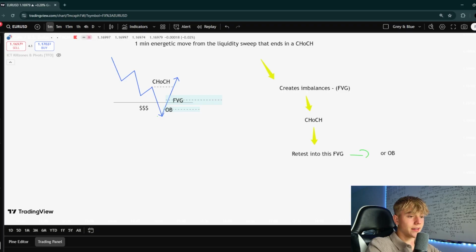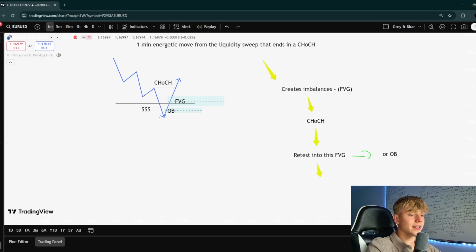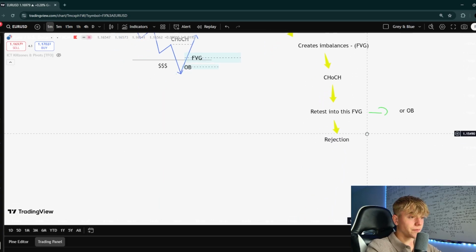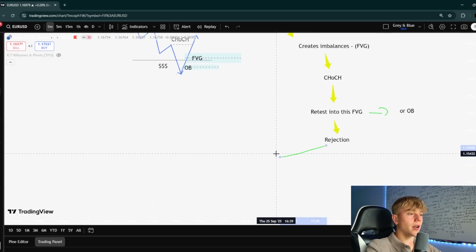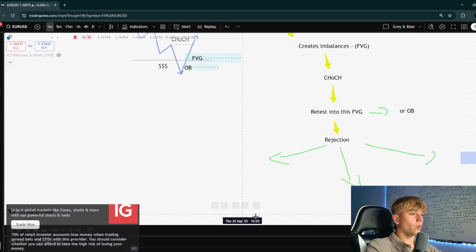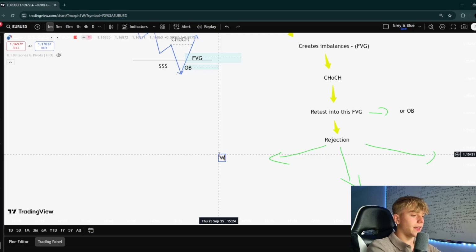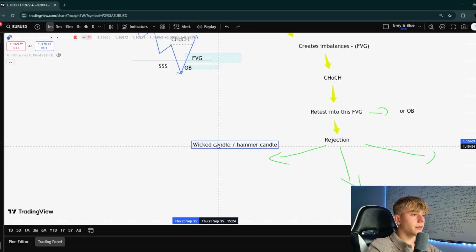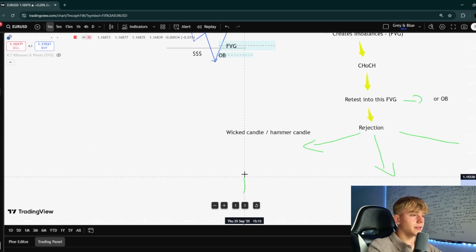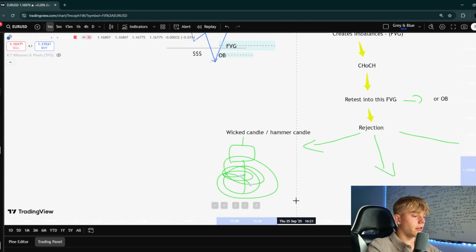Now, a retest is very simply, we want to be looking for something that shows it's retesting off this fair value gap. Now, that can be any form of rejection. A rejection in my eyes is one of three things. One of these things is a wick candle or a hammer candle. What this shows, very simply, is a candle that looks like a hammer or has a long wick like this area down here.